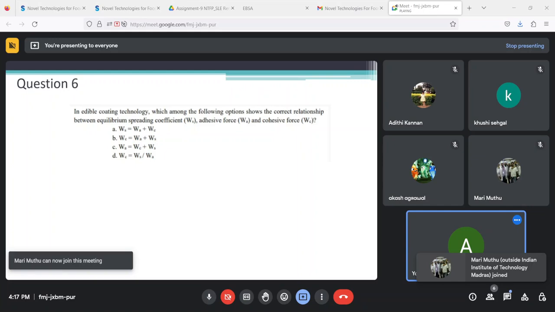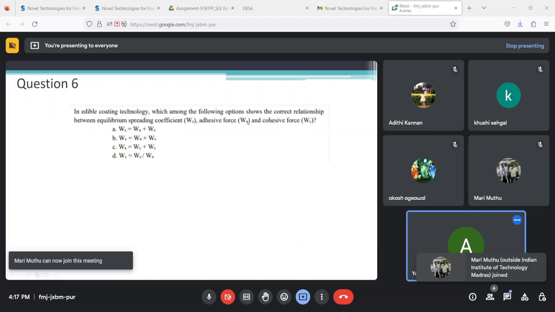So if you have a polymer that is being coated on top of the food, the force between two polymer molecules is given by the cohesive force, and the force between the polymer and the food material is given by adhesive force. So adhesive force should actually dominate over the cohesive force for the coating to spread. If your cohesive force starts dominating, then your coating material will shrink and it will not spread on top of the food material. So is the difference clear between cohesive and adhesive force?